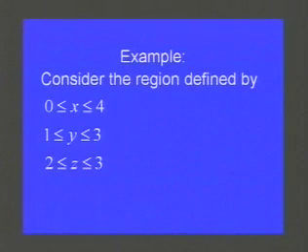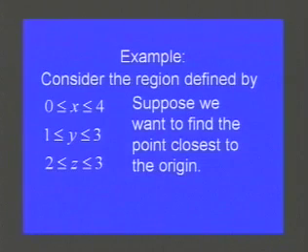But in this particular one, I'm just going to define a box. X is between 0 and 4, y between 1 and 3, z between 2 and 3. And what I want to be able to do is find the point closest to the origin. Now again, this is an introduction.